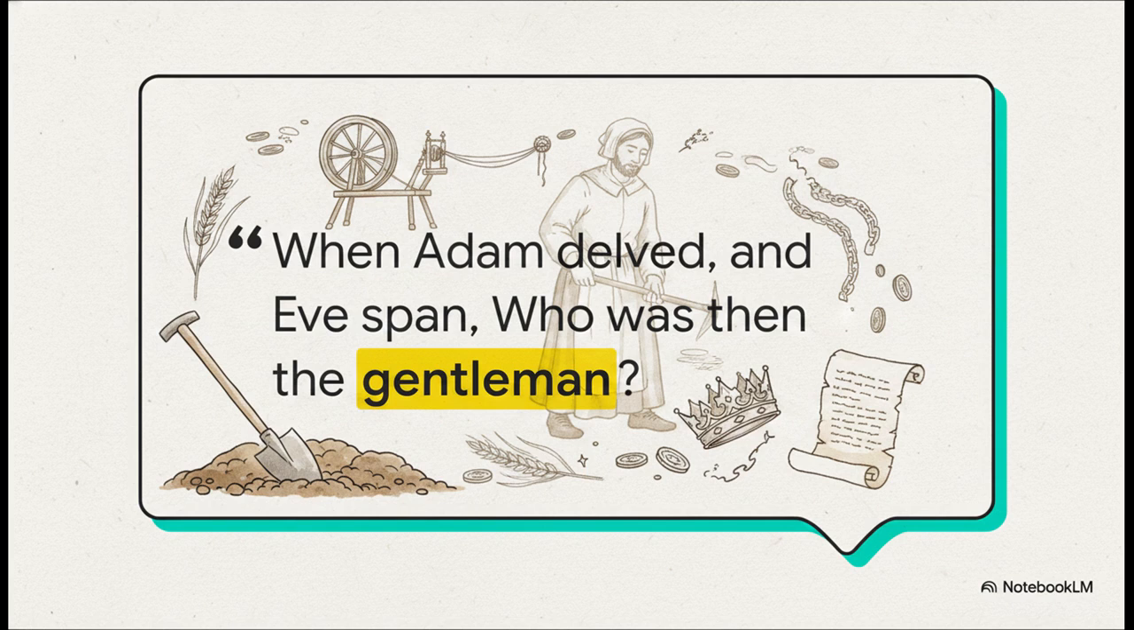"When Adam delved and Eve span, who was then the gentleman?" Basically, they were looking back to the Garden of Eden and asking, hey, when Adam was digging the earth and Eve was spinning cloth, where were the nobles? It was a direct, completely radical challenge to the established social order.